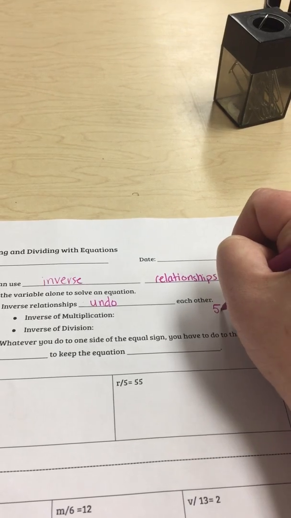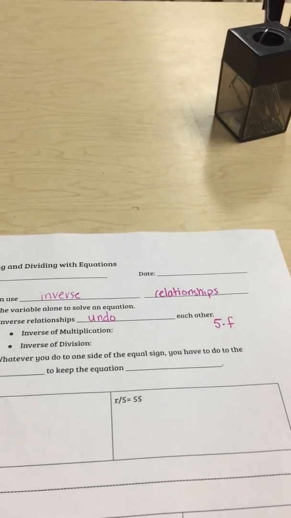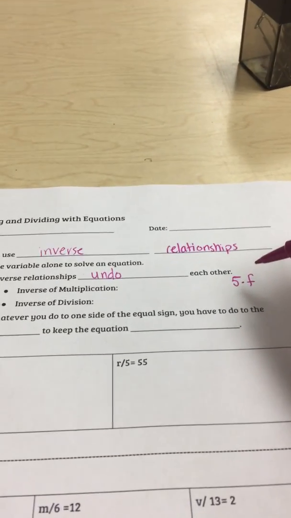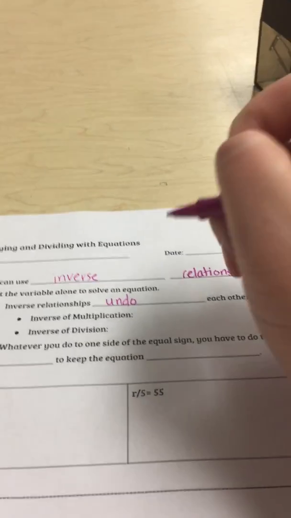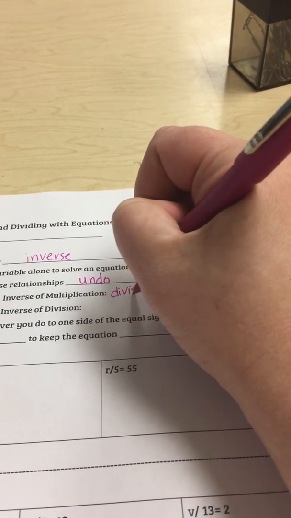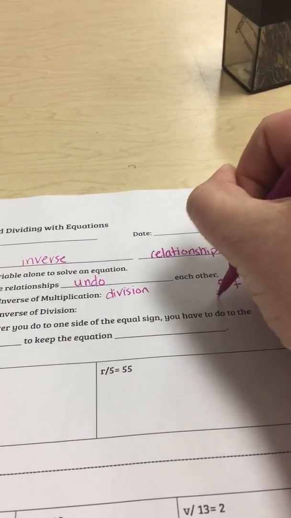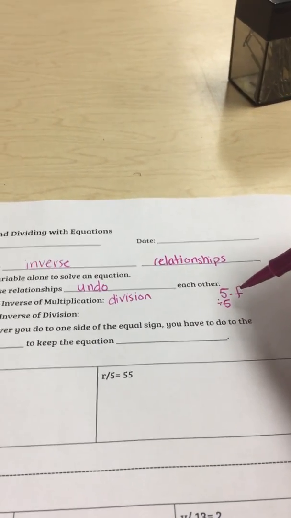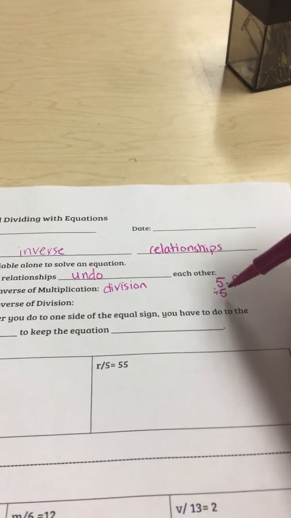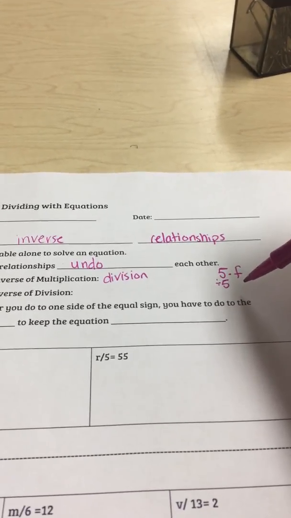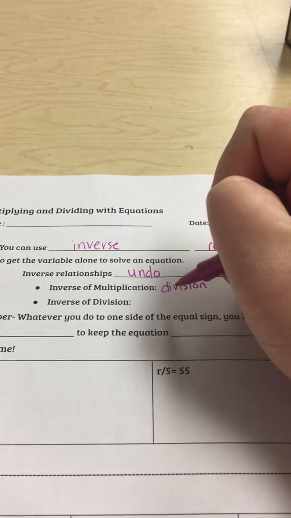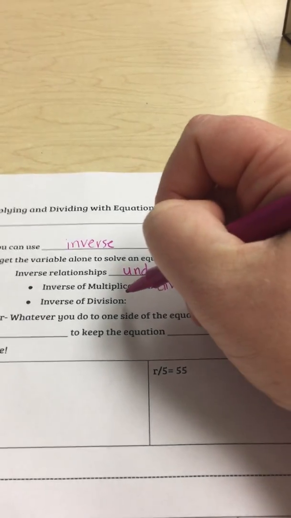So let's say I had 5 times f. If I wanted to get rid of this 5, I would have to use the inverse of multiplication, which if you remember from yesterday is division. Because I know if I divide this side, I'm going to have 5 divided by 5, which any number divided by itself equals 1. So that would leave me with 1 times f. And I know any number multiplied by 1 equals itself, so that would be 1 times f equals f. So the inverse or the opposite of division is multiplication.